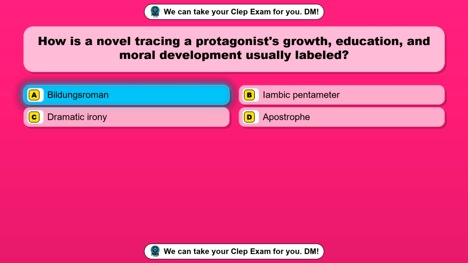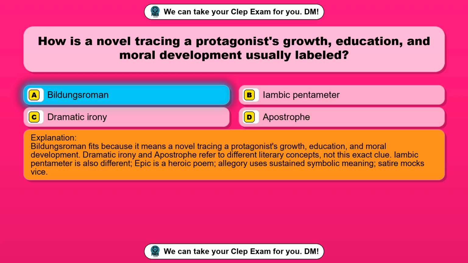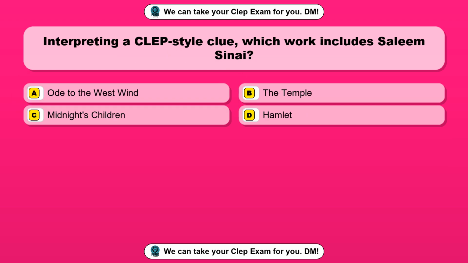Bildungsroman. Bildungsroman fits because it means a novel tracing a protagonist's growth, education, and moral development. Dramatic irony and apostrophe refer to different literary concepts, not this exact clue. Iambic pentameter is also different. Epic is a heroic poem. Allegory uses sustained symbolic meaning. Satire mocks vice.